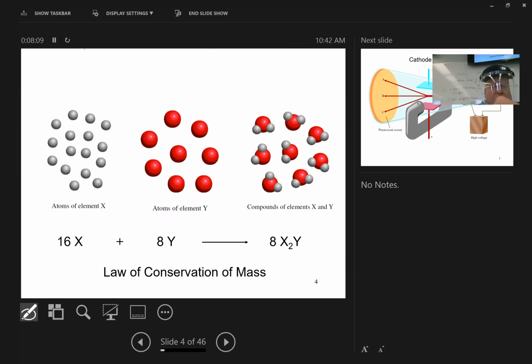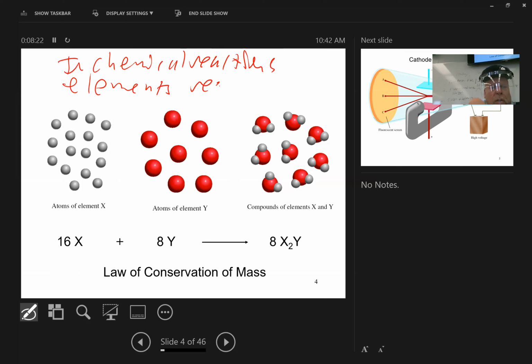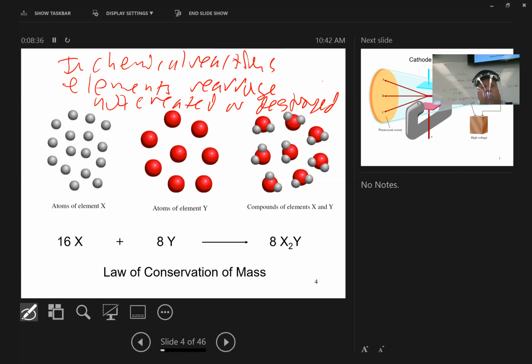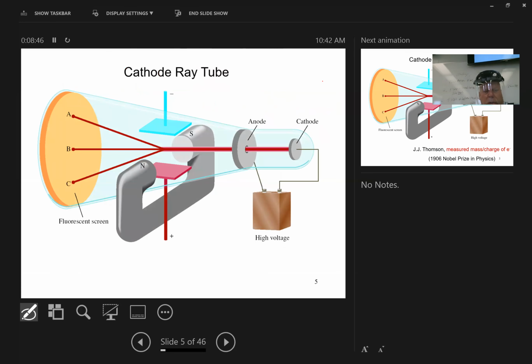Okay, and essentially the law of conservation of mass is that in chemical reactions, elements rearrange. They are not created or destroyed. And then the law of multiple proportions says that you can get multiple results from it, like the carbon monoxide and carbon dioxide in the previous one. Okay, so I'm going to leave that.